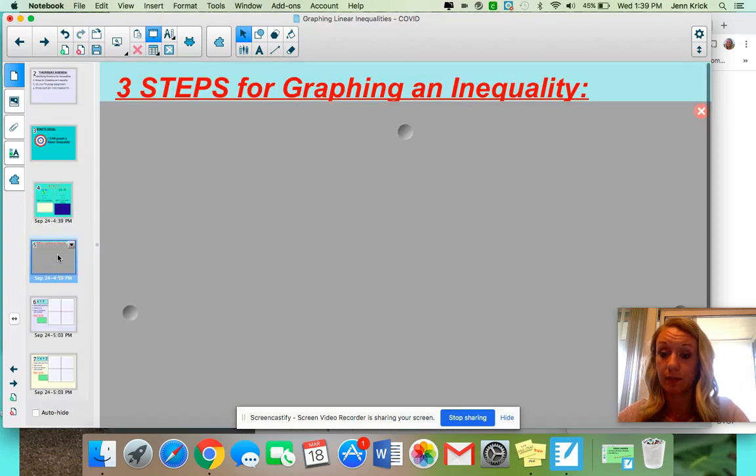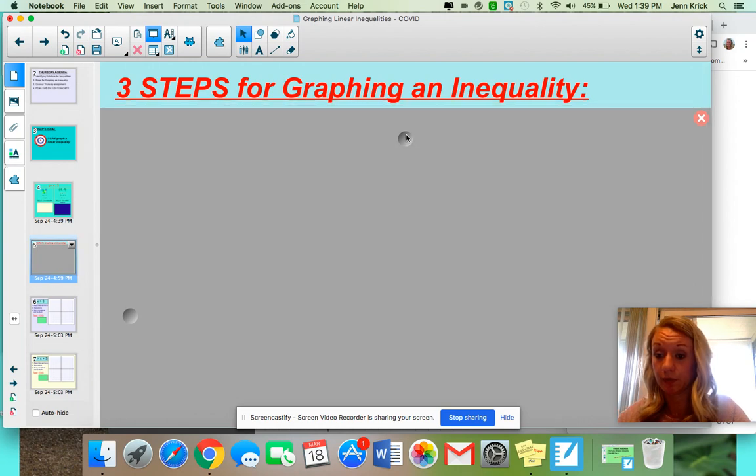Okay, so here we go. Here are your steps for graphing an inequality. Two things you might want to do. Number 1, when I finish pulling down the gray screen and explain everything, you might want to quickly take a picture of it with your phone. Or number 2, you can be writing alongside of me.